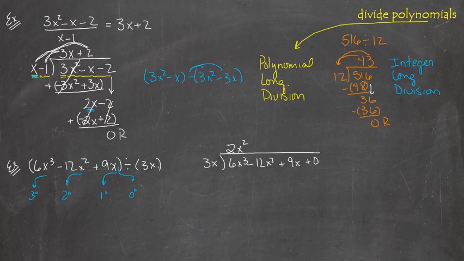Great. Now let's multiply. So 2 times 3 is 6. X squared times x to the first is x cubed, and I don't have anything trailing along. That's okay. I'm just going to do my subtraction, take what I get. These cancel. Bring everything else down.